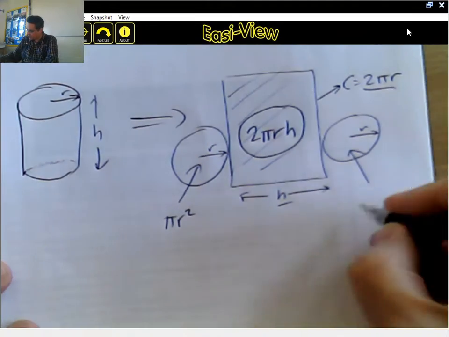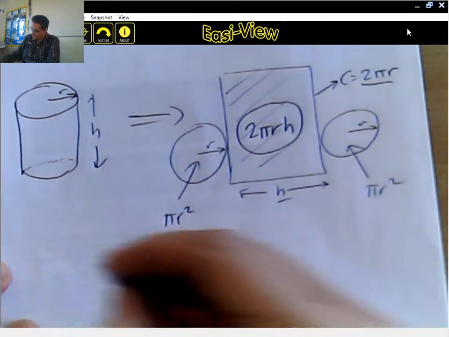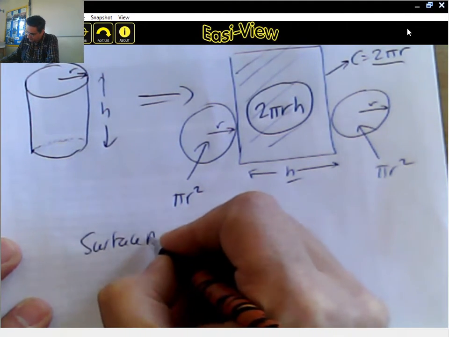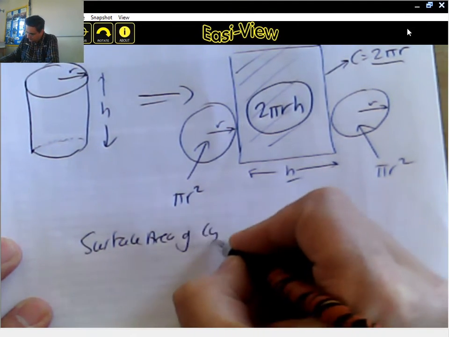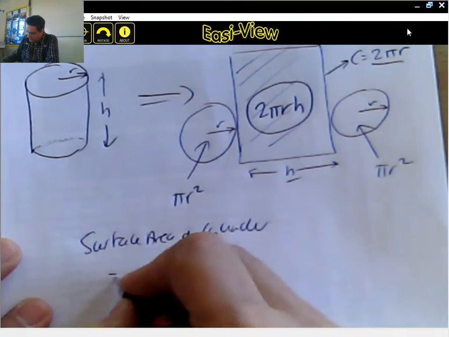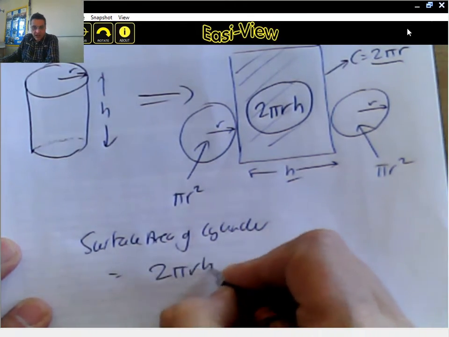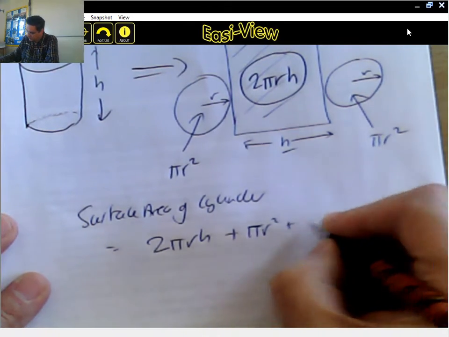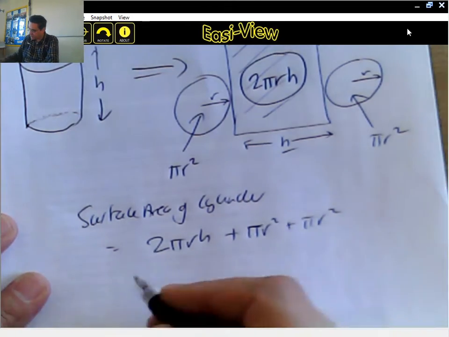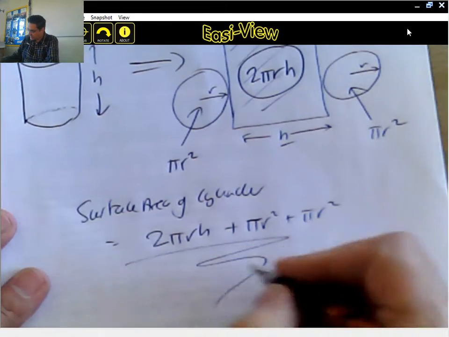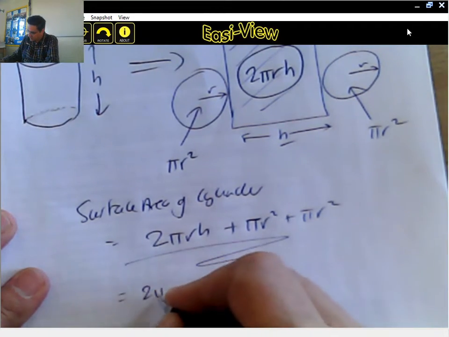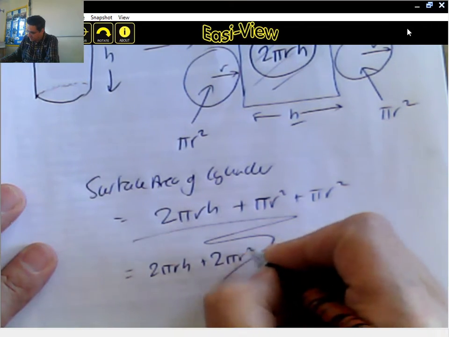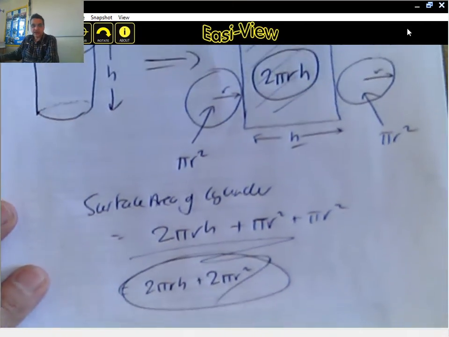What's the area of the top part? Pi r squared. So the surface area of the cylinder is going to be 2 pi rh plus pi r squared for the bottom plus pi r squared for the top, and there it is. If we're going to simplify it, we've got 2 pi rh plus 2 lots of pi r squared, and that's what you use. Is that okay?